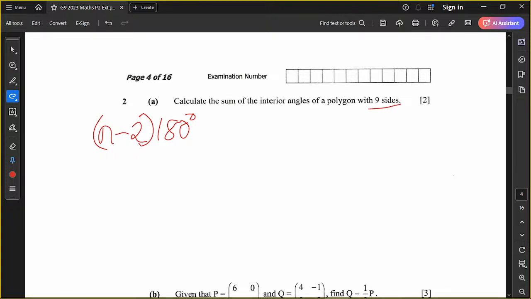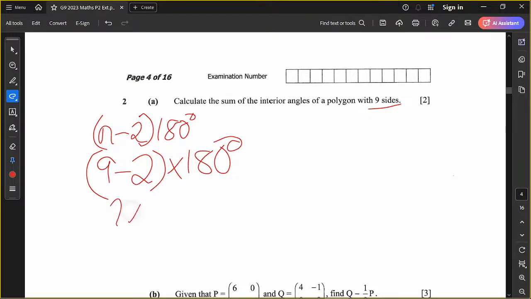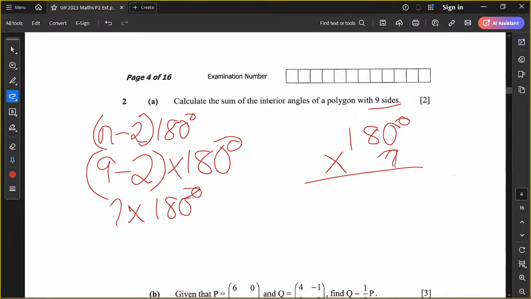Where there is n, we put 9 minus 2 in brackets, then times 180 degrees. Whether you put a multiplication sign between the bracket and 180 or you don't, it's just the same. So we have 7 times 180 degrees. Let's multiply: 180 degrees times 7.